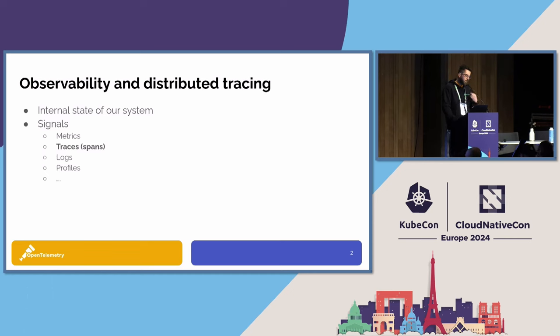You're probably also familiar with most of these. We have metrics that give us certain quantifiable measurements about our systems. We have traces, which we'll talk about shortly. We have logs that give us information about specific events happening in our systems. We have profiles that inform us about the performance of our code paths, and so on. So it's an open-ended list of different signals, where each gives us a different type of information about our system, right?